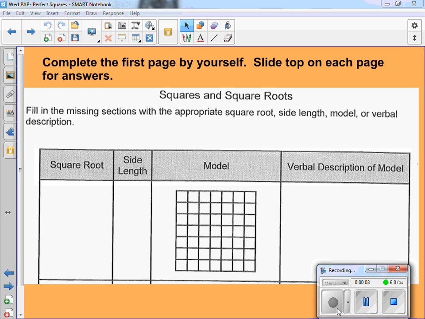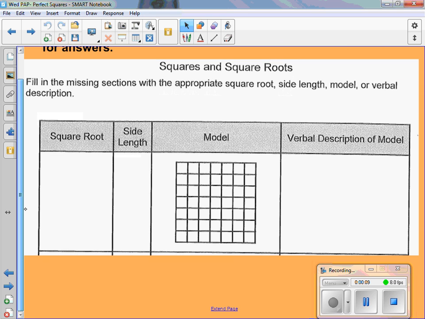In this lesson, the first thing we're going to do is go over an activity that you were going to do in class today. It's just to help you see the relationship between a model, the square root, and the length of the side.